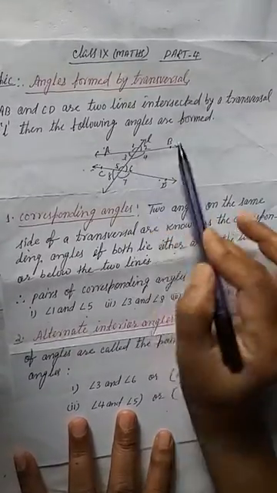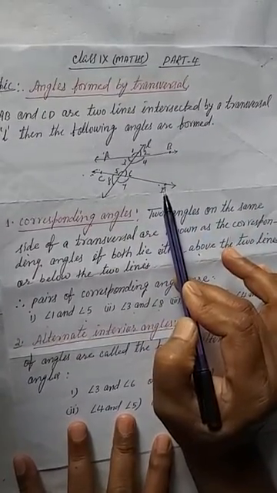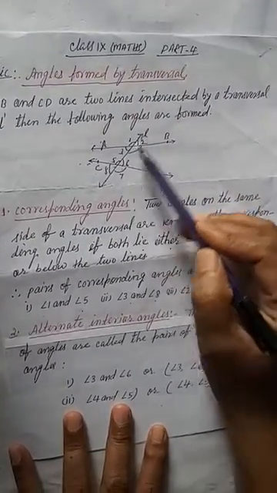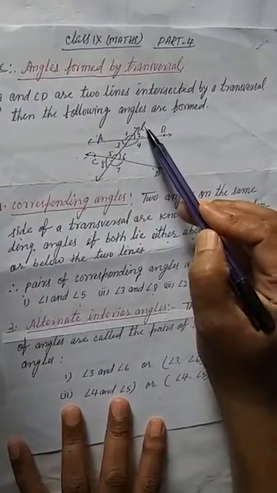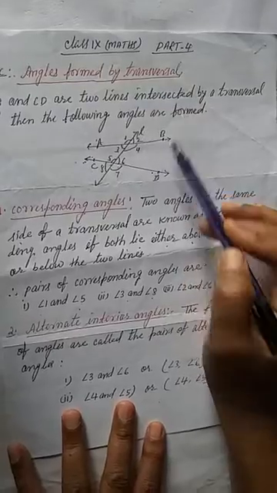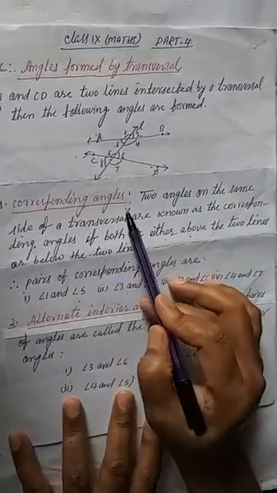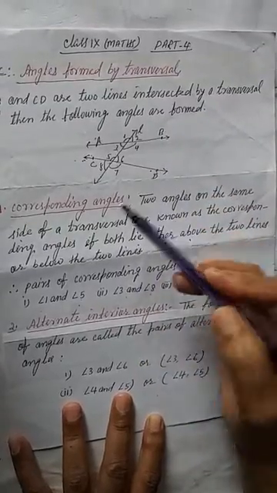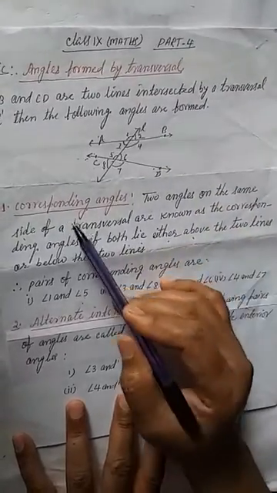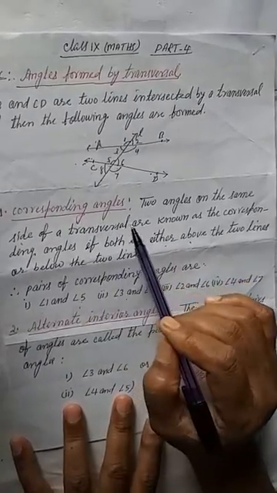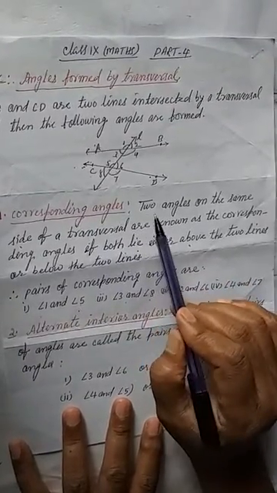Okay, students. AB and CD are two lines intersected by transversal L. So this is L. L is the transversal. Then the following angles are formed. First, corresponding angles. With the help of this figure, I am going to explain whatever is written below about the angles. So we have to try to understand.